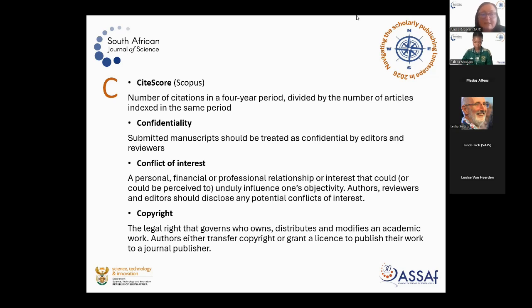Copyright is the legal right that governs who owns, distributes, and modifies an academic work. Authors usually either transfer their copyright to a publisher or grant a license to that publisher to publish their work.